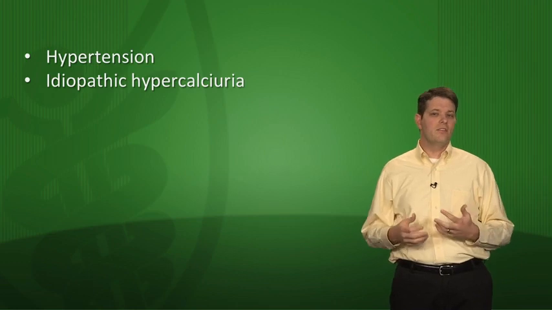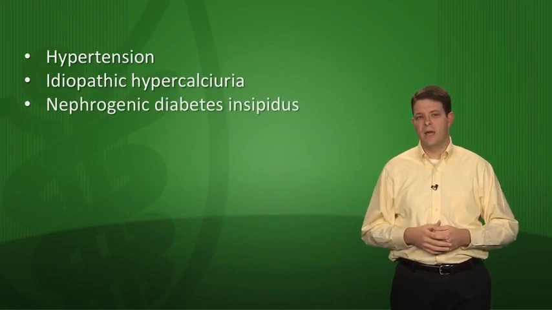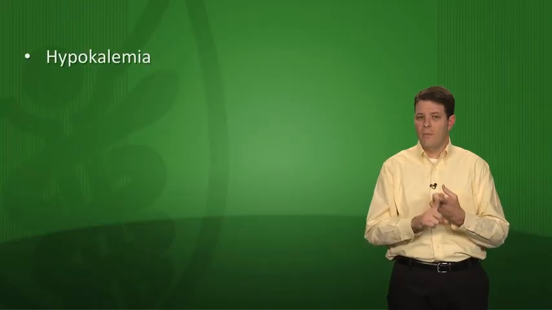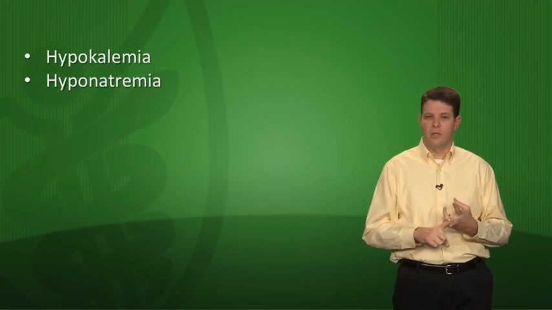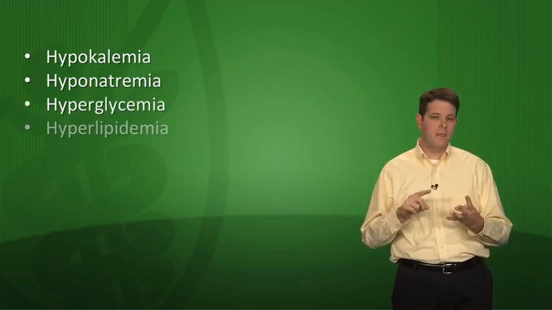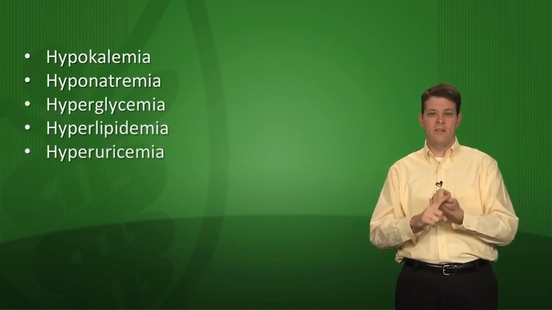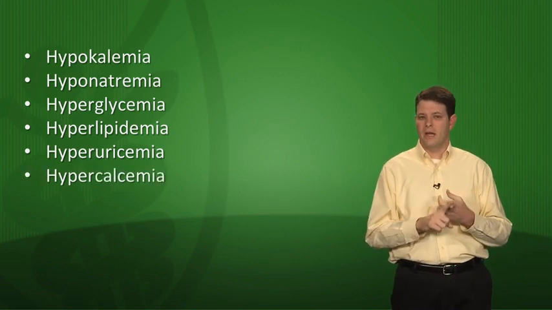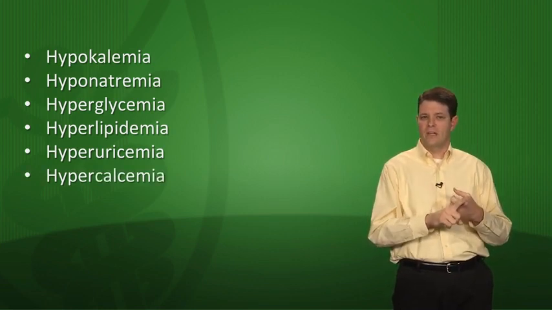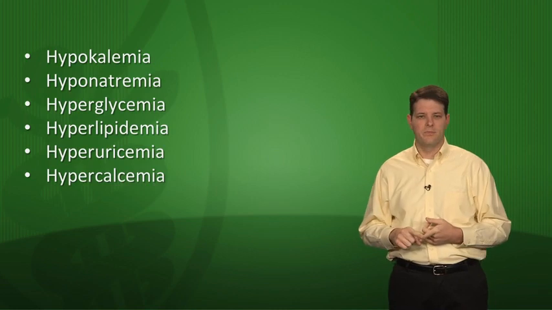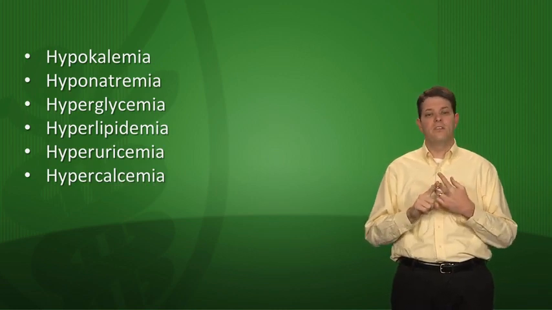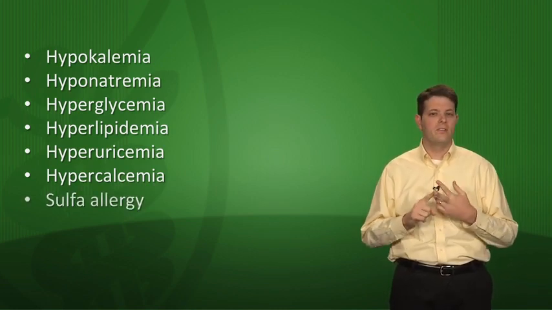And then thiazides are also going to be used to treat nephrogenic diabetes insipidus. For the side effects, thiazides can cause hypokalemia, again, very important. They can cause hyponatremia, or low sodium. They can cause hyperglycemia, hyperlipidemia, hyperuricemia and gout, and also hypercalcemia. Remember, we said loops lose calcium, thiazides retain calcium. And then again, thiazides are also sulfa drugs, so you want to avoid them in patients with sulfa allergy.